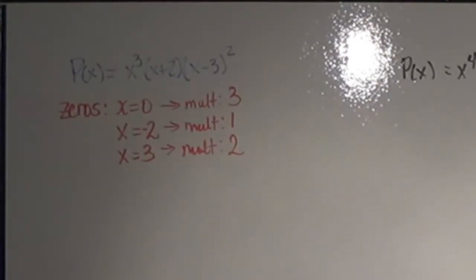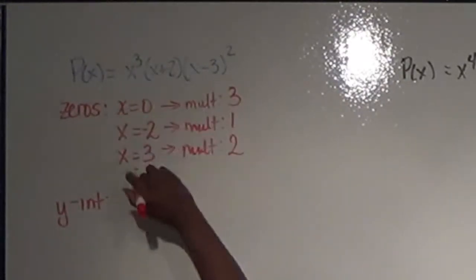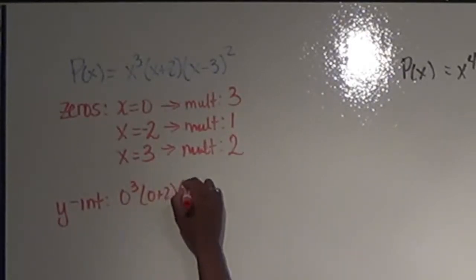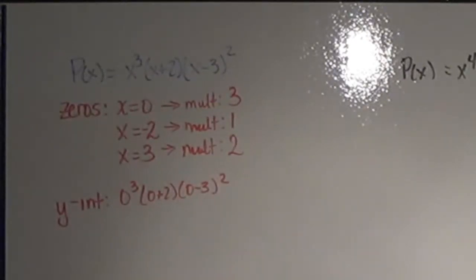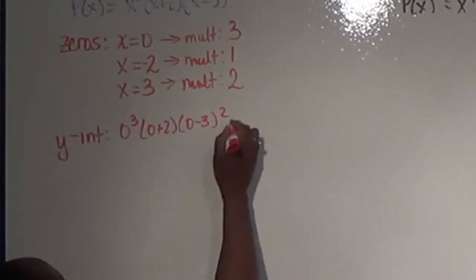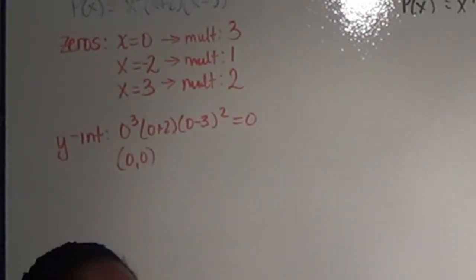Now again, along with my zeros, I should also find my y-intercept. This just gives me a reference on the graph as to what's happening at the origin, or at least when x is equal to 0. So if x equals 0, I'm going to get 0 cubed, 0 plus 2, 0 minus 3 squared. Well, in this case, I don't really care what those are because I'm multiplying by 0. So my y-intercept is (0, 0).